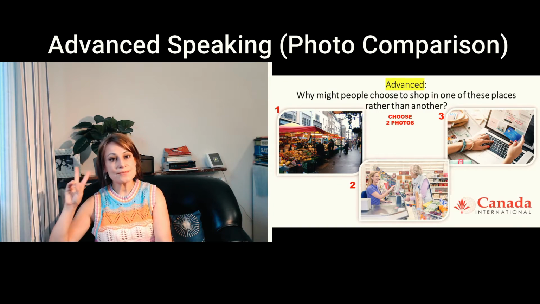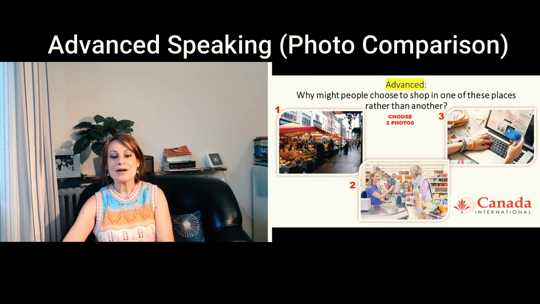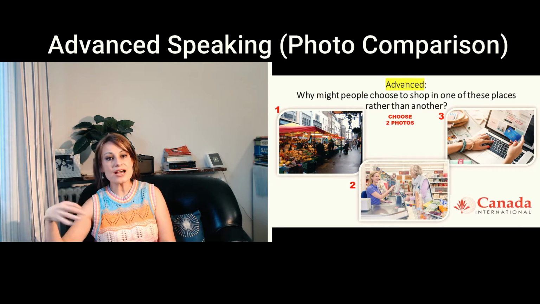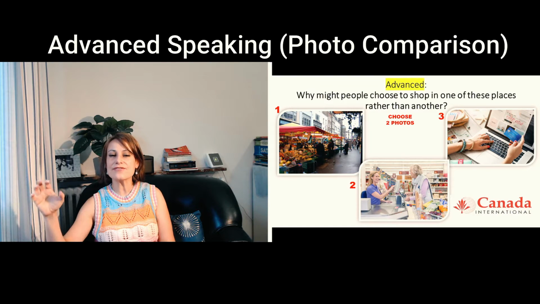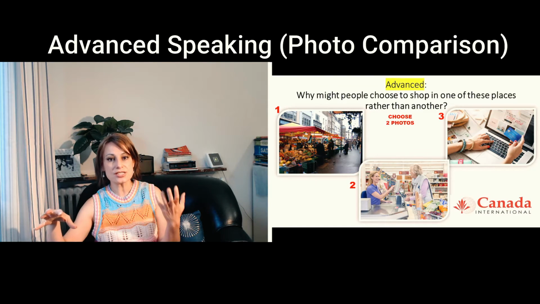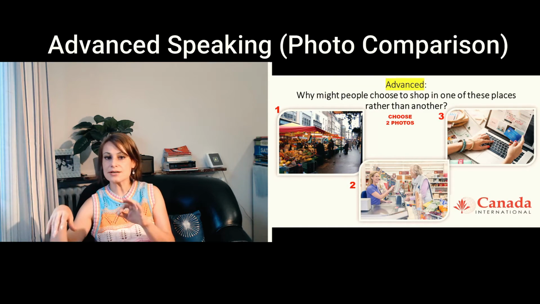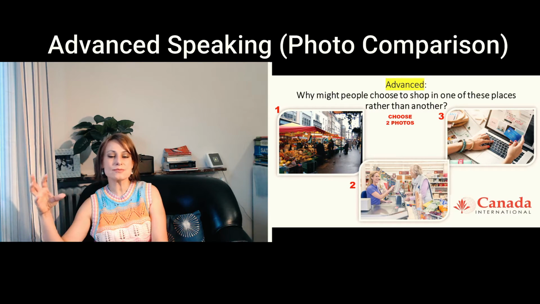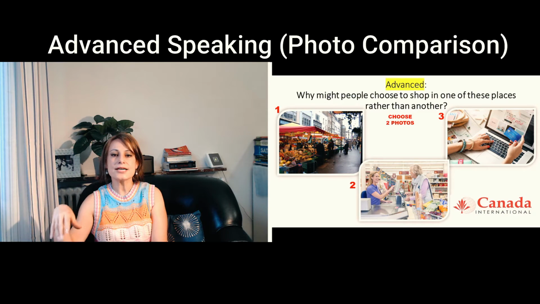Very good. Question number 2 says, why might people choose to shop in one of these places rather than another? And I would say something like this. In front of me I have 3 pictures in which I can see different shopping experiences or alternatives, and I will be comparing picture number 2 and number 3. In picture number 2 I see some sort of supermarket, whereas in number 3 I see online shopping, right?